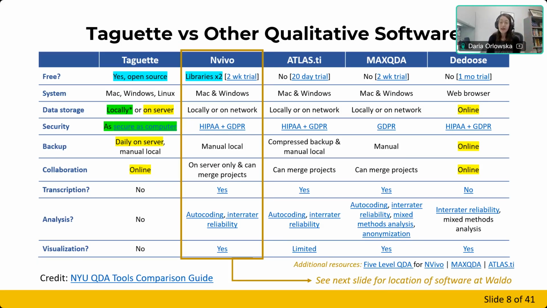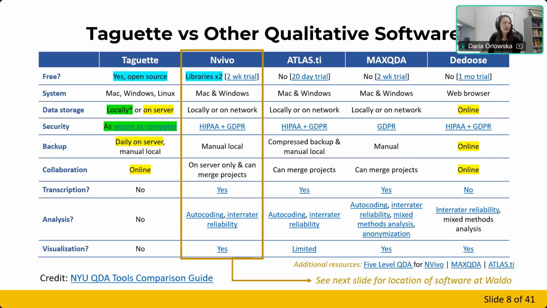Collaboration is online, and it is one of the only programs other than Dedoose where you can collaborate directly with people at the same time. The other software only allows you to merge projects together, but maybe not collaborate in tandem. As you see, like I said, TAGAT is very bare bones, doesn't offer any transcription, doesn't offer any analysis or visualization, where some of the other pieces of software have something like auto coding. So you put in a word of things that you're interested in, and it will code things automatically for you. Or inter-rater reliability. So if you have multiple raters, are you on the same page with them?